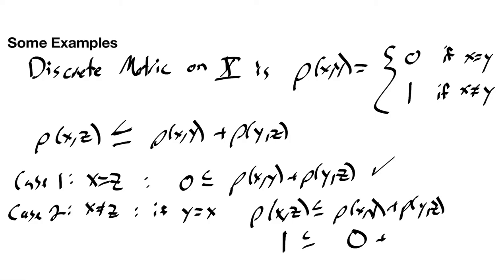And then finally, if x is equal to y, then y is also not equal to z. So this is 1. And so that one works. Whew, sorry about all those misspeaks.